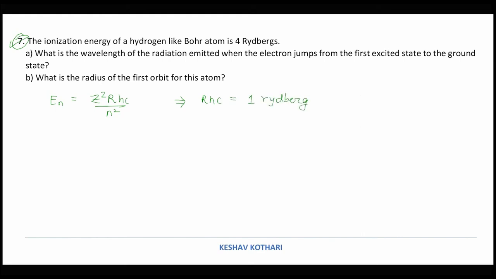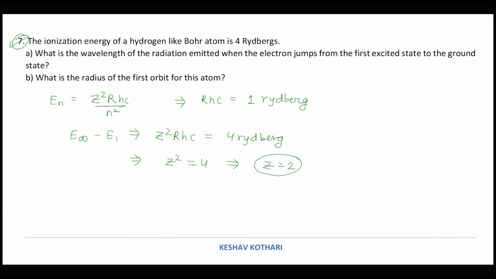Now the question is telling us that the ionization energy of the hydrogen-like Bohr atom is 4 Rydbergs, so I can say that the value corresponding to E infinity minus E1 will become equal to Z square Rhc, which is equal to 4 Rydberg. Since Rhc is equal to 1 Rydberg, we can say that Z square is equal to 4, and from here I can calculate Z is equal to 2.